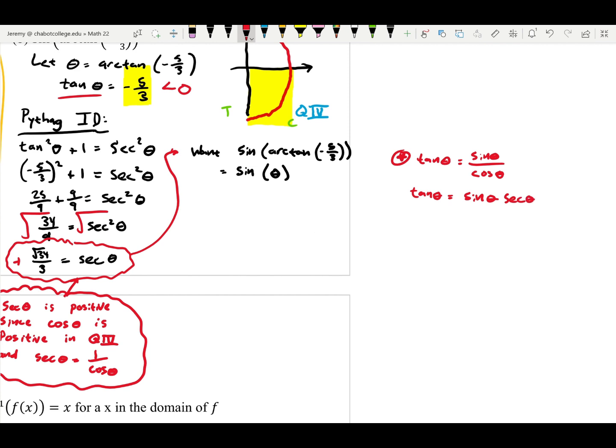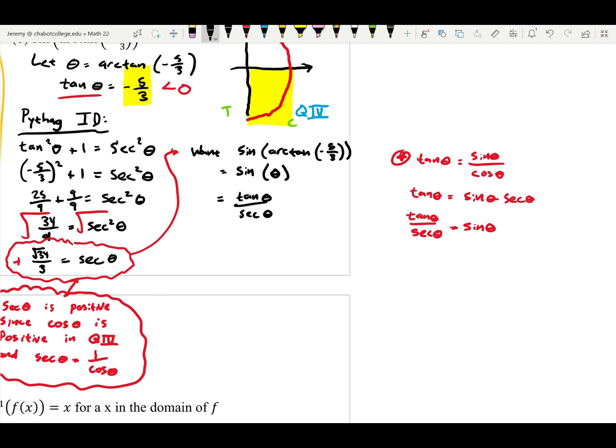Okay, divide both sides by secant theta, and we get that tangent theta over secant theta is equal to sine theta. So that's what I'm going to do over here. I'm going to rewrite sine theta as tangent theta over secant theta.